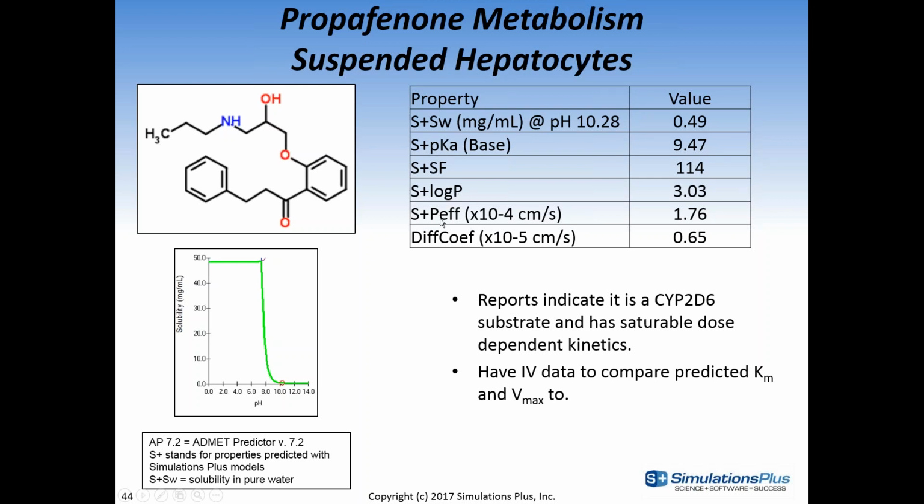It's a class 2 compound, a moderate log P, a fairly low solubility in its neutral form, but it's relatively soluble and ionizable as a base. So the pH solubility profile is shown on the left.